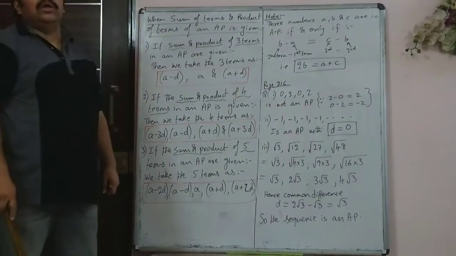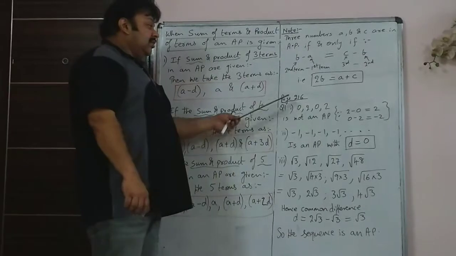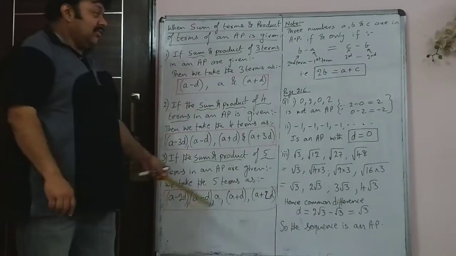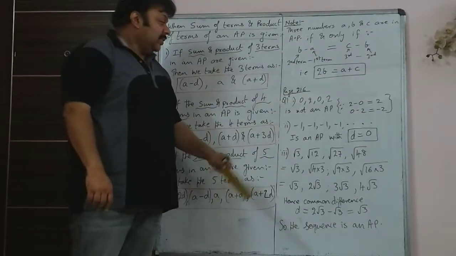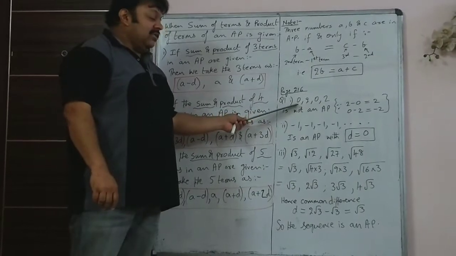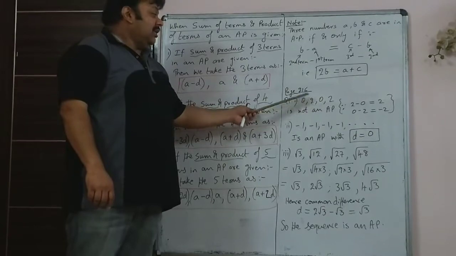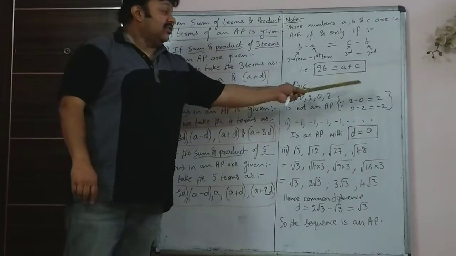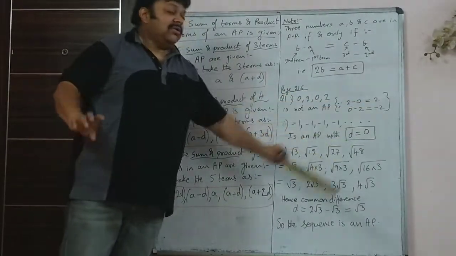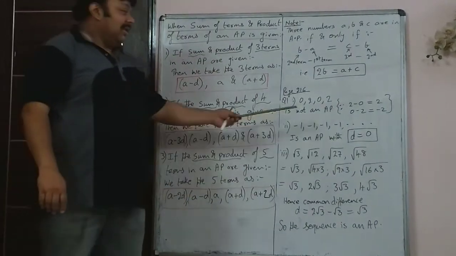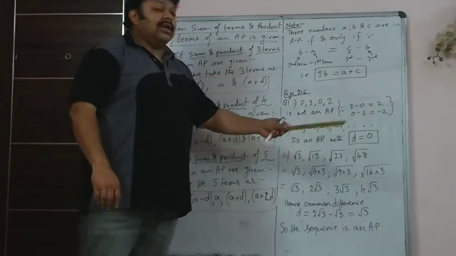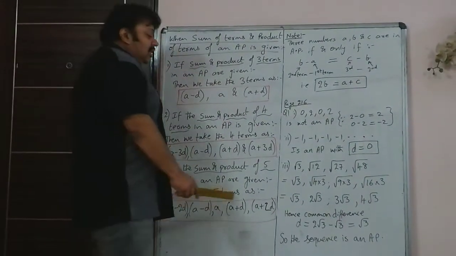Now let's see page 216, the first sum, 0, 2, 0, 2. Second term minus first term is 2 minus 0, that is 2. Third term minus second term is 0 minus 2, which is minus 2. So 2 and minus 2 are not the same thing. So that is why it is not an AP. This is not an AP.